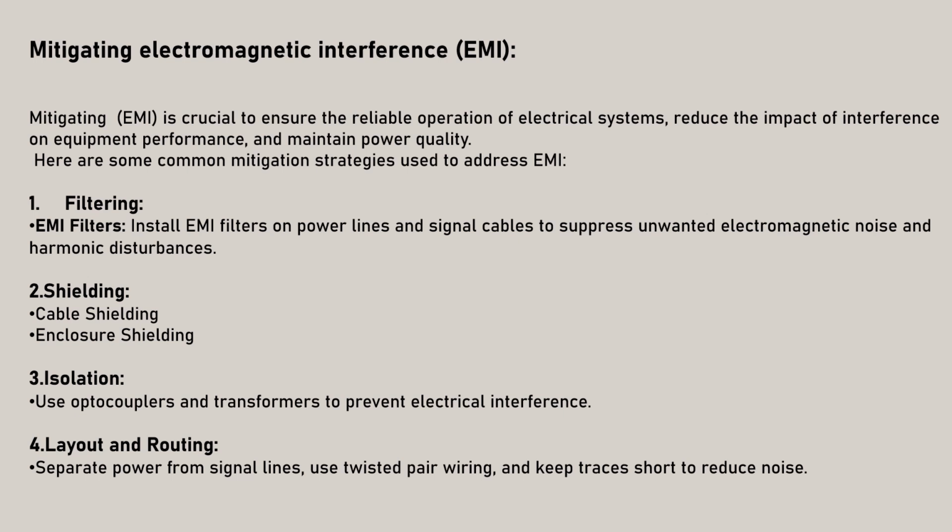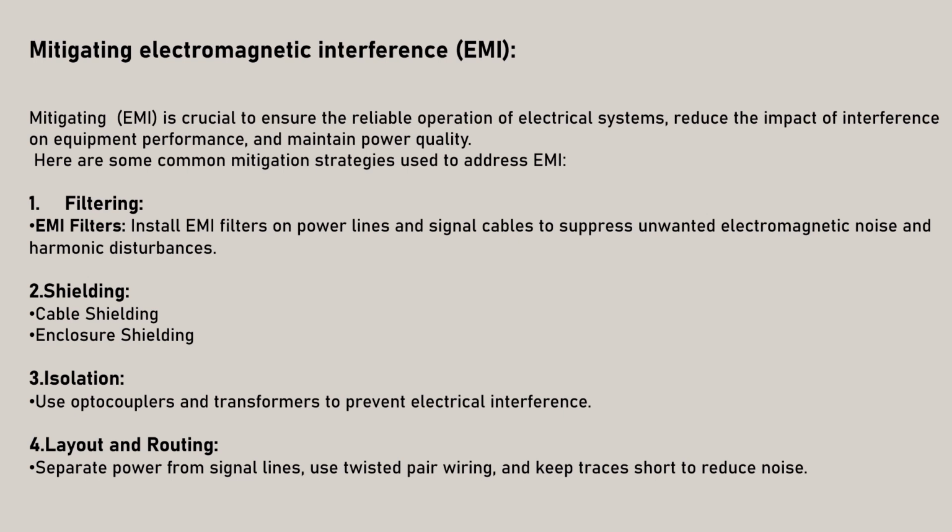EMI filter. Install EMI filters on power lines and signal cables to suppress unwanted electromagnetic noise and harmonic disturbances. Filters can help reduce conducted interference and improve the electromagnetic compatibility of systems. Shielding. Cable shielding and enclosure shielding.